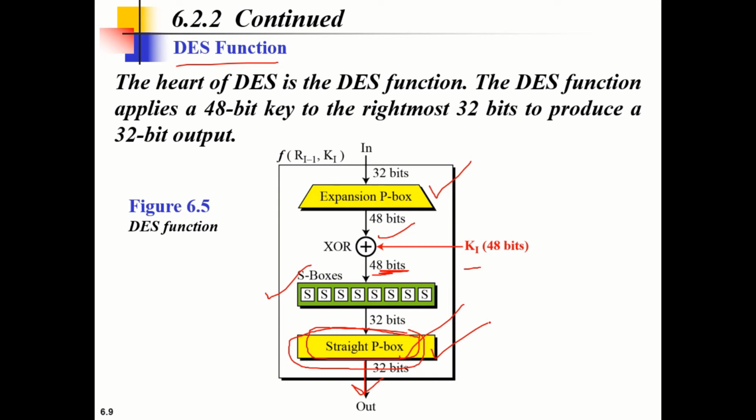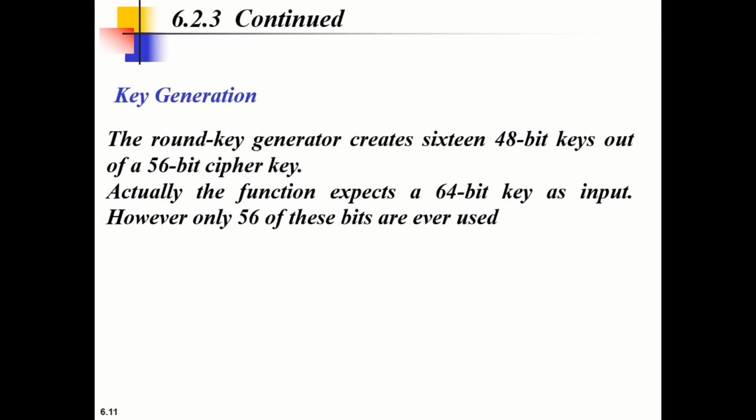Now we'll see how these keys are generated, okay, because we have not talked about it. Initially the size of this key is 56 bits, and then we convert it into 48 bits and then we use it, right? So how we change its size and all that, we'll talk about now. This round key generator creates 16 48-bit keys out of a 56-bit cipher key, right?